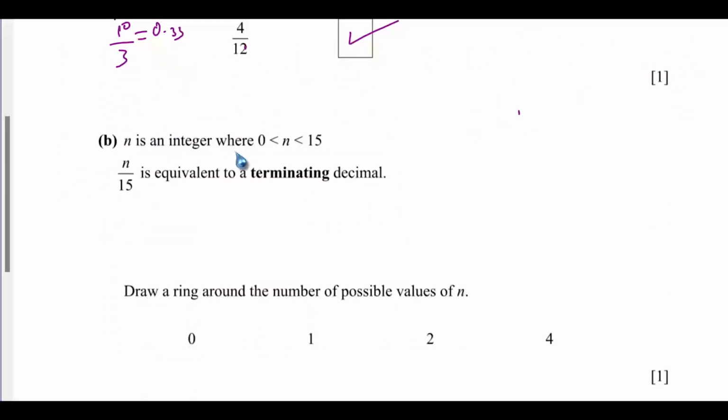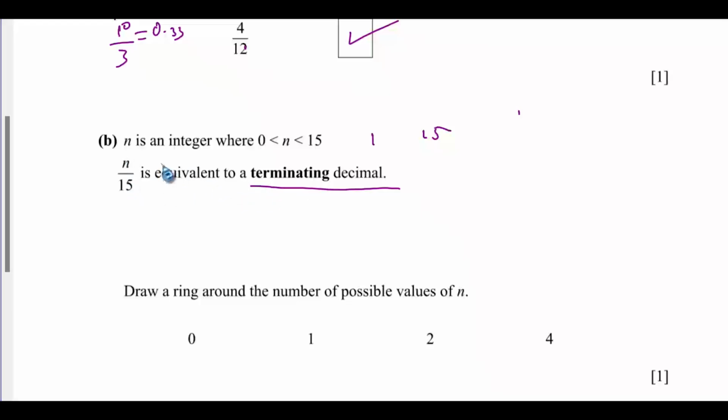Part B. n is an integer where 0 is less than n and n is less than 15. n over 15 is equivalent to a terminating decimal. Draw a ring around the number of possible values of n. Okay, so you already know that terminating decimal numbers do not continue forever and ever. So this is the range. n is between 1 and 15. You cannot test all the values of n here, so you need to be very smart by selecting certain numbers that you know will give you a terminating decimal number.